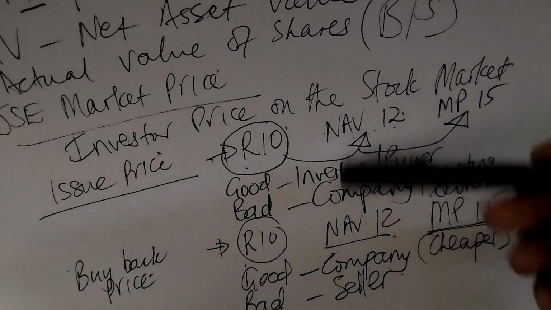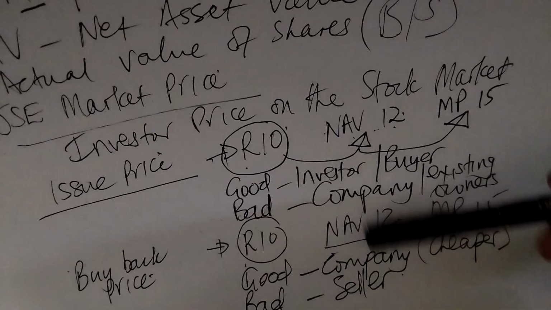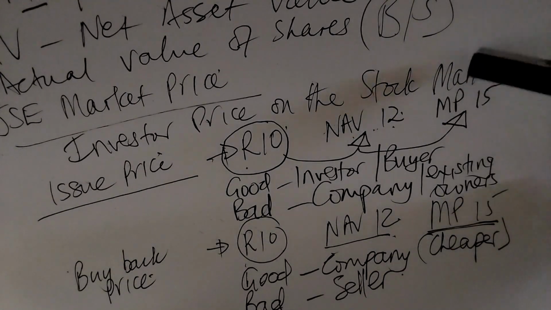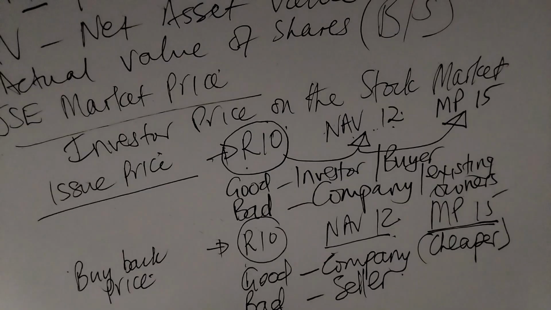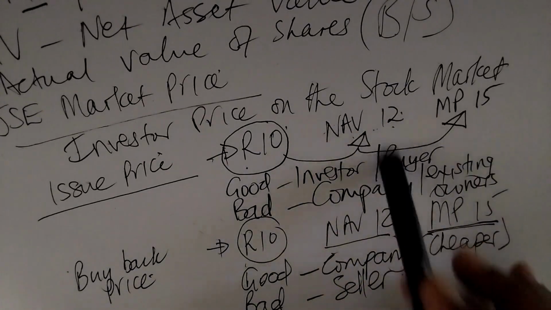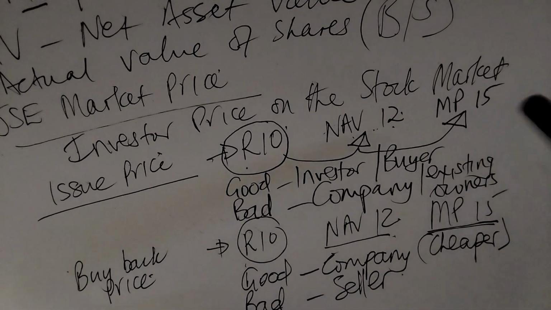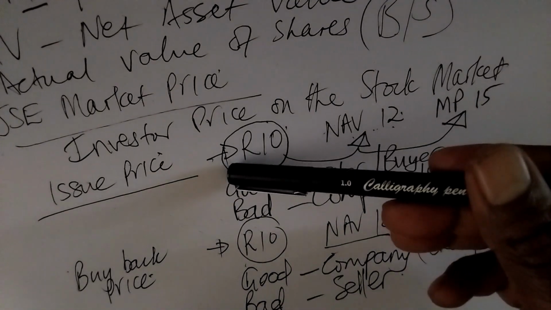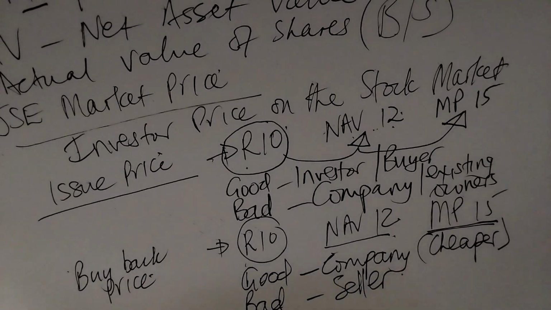Now, what is the difference between the two? The NAV represents the actual value of the shares according to the balance sheet of the company, and the market price represents the price that investors are willing to pay on the JSE. I just gave examples here. You're going to see when you look at question papers that it doesn't mean the market price is always going to be above the NAV and above the issue price. It can be either, but you will see that as we deal with question papers in other videos that are coming.